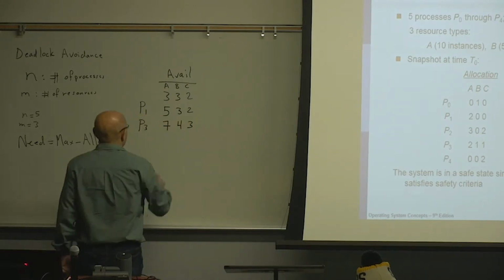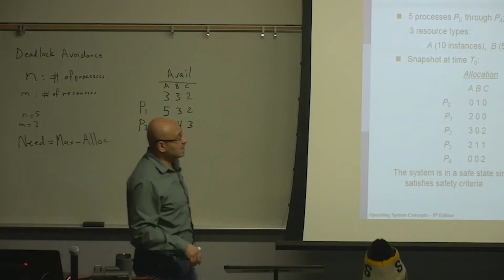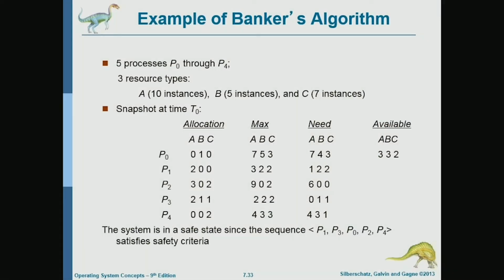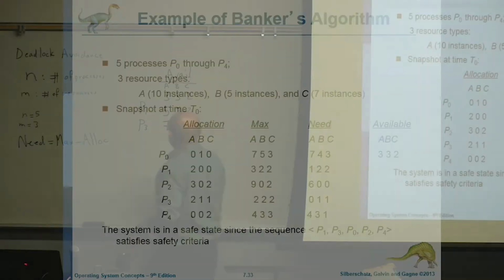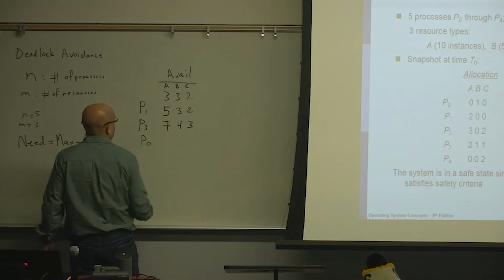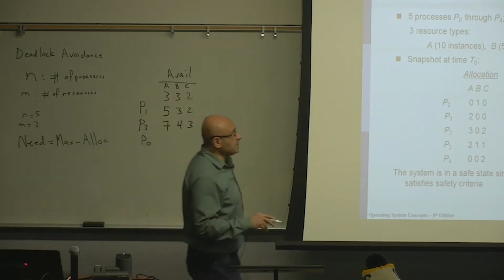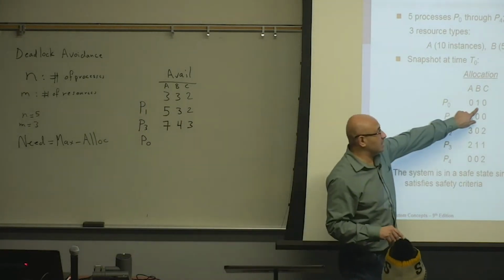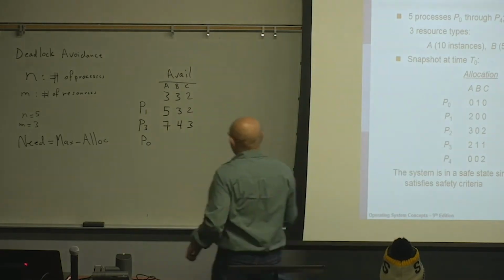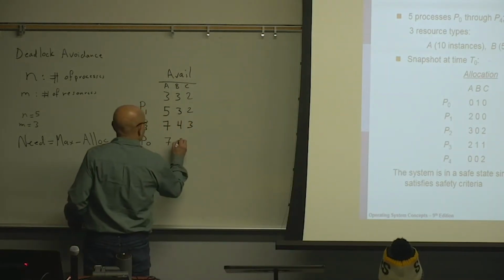Okay, now with 743, we scan the processes. Now we can satisfy the needs of P0. So we put P0. Now after P0 is done, it's going to release one more instance of B. So we will have 753.